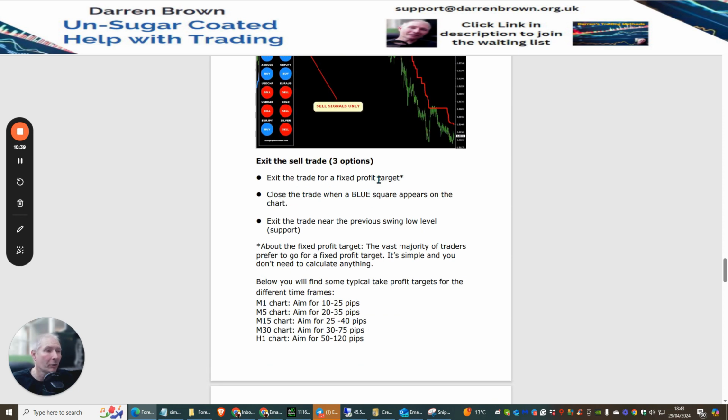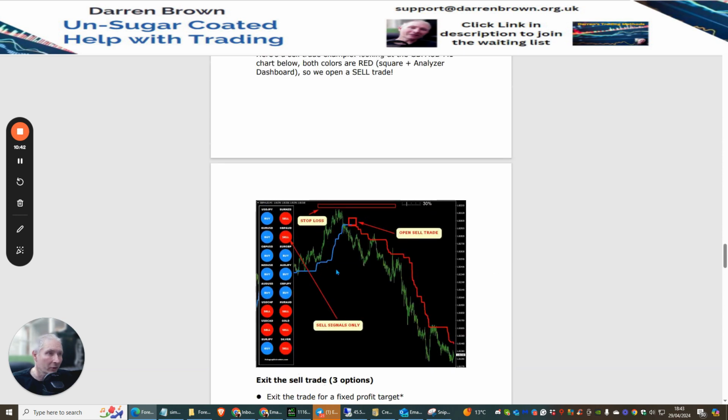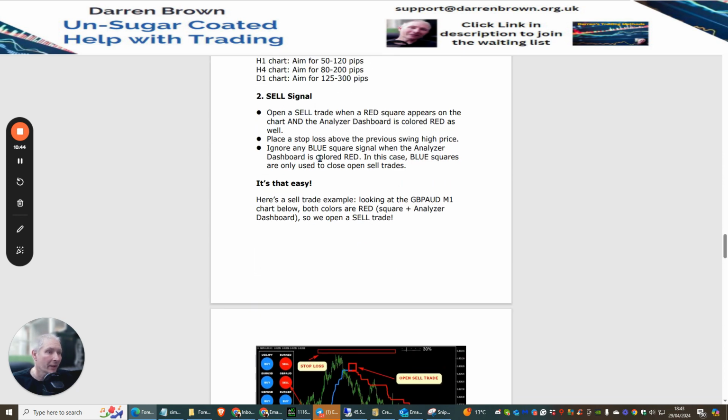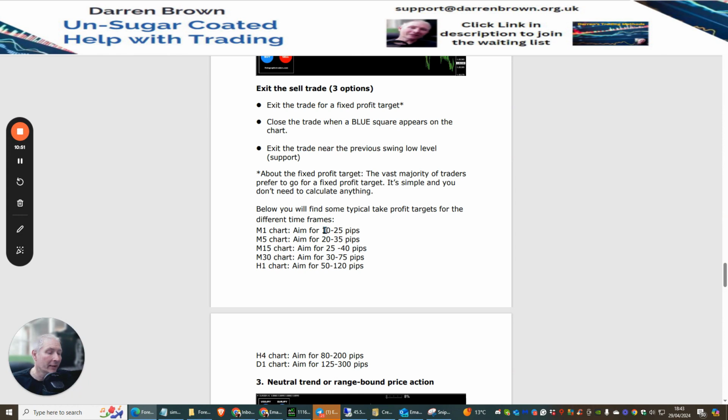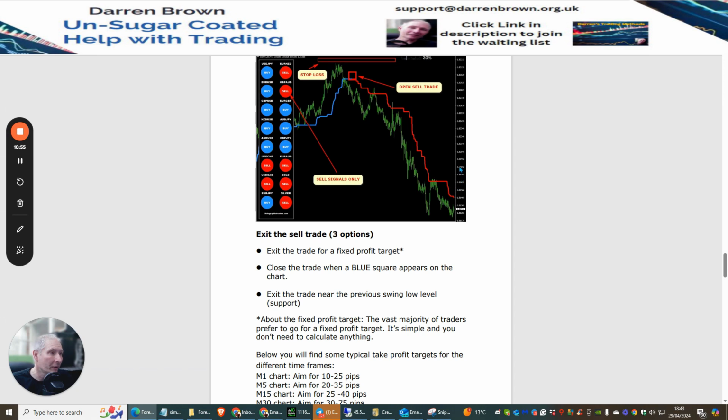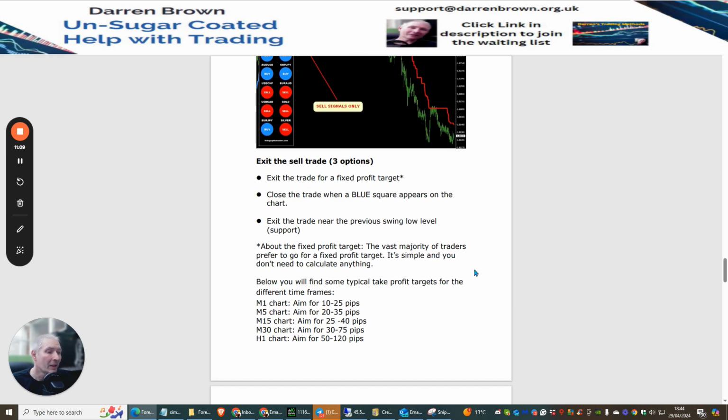Exit the trade for a fixed profit target. Of course, if you follow the instructions, you'll see that this one was taken on a 1 minute time frame, which means that you would set 10 to 25 pips. So what that means is for each one of these are pips. You're going to set this up for 25 times or 11 times that it's going down. So you can see that this is probably set around about 25 anyway. So that just gives you a little bit of an idea of what you would do.